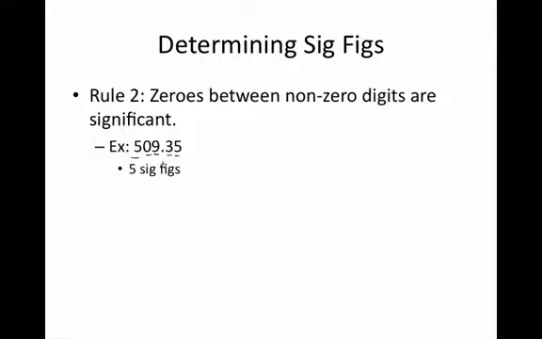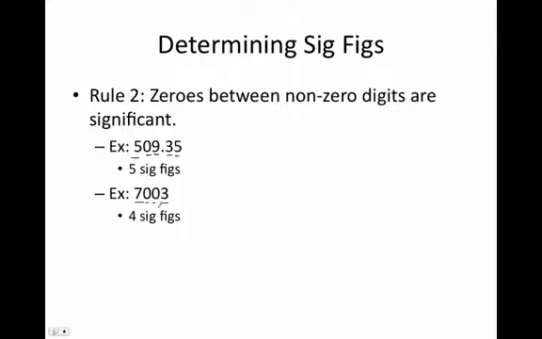Let's try another example. 7,003. Well, we have a 7 and a 3, which apply to rule number 1 of our non-zeros being significant. And these 2 zeros are between the 7 and the 3, which also makes them significant, giving us 4 sig figs.